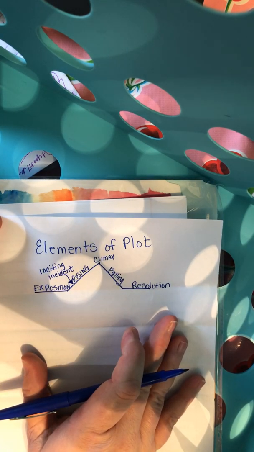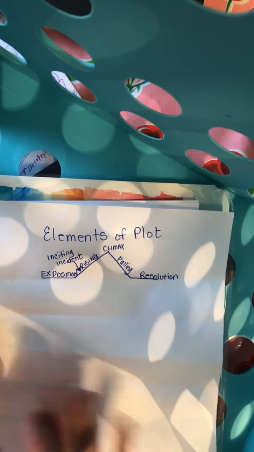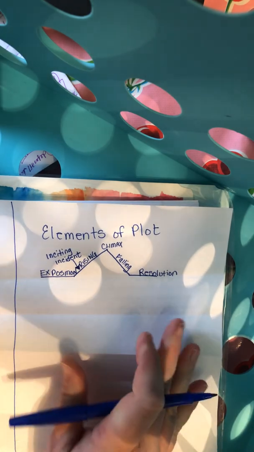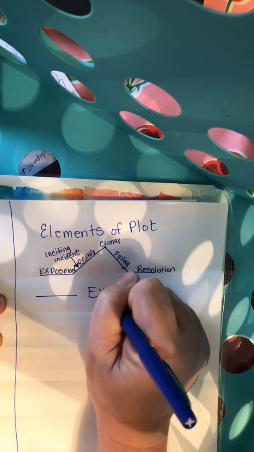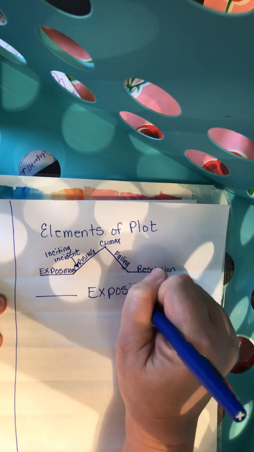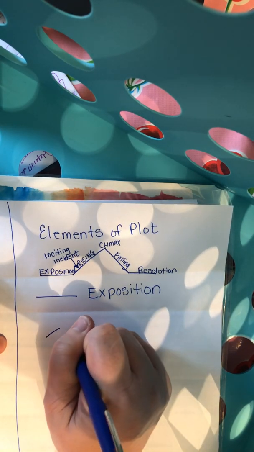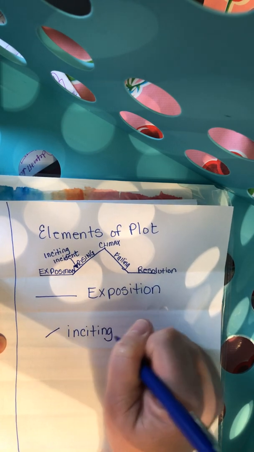Now remember, you can pause, you can rewind, you can do whatever you need to do. I had 8 sections, so the bottom one I won't use, and the top one I just used for drawing the plot diagram. I'm going to make sure I leave room over here, and if I need to, I can just draw a line down. And then my first, which is right here, is exposition. Next, it's that inciting incident.